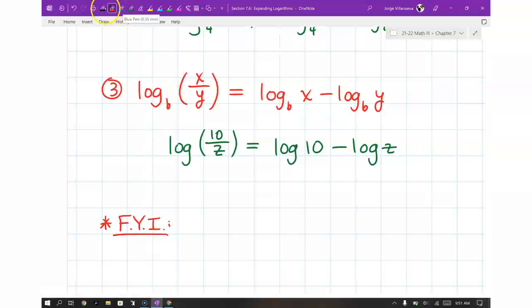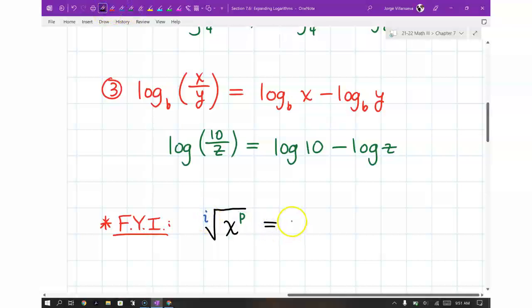So if you're given the square root of something to a power with an index, you can rewrite it as x to the power over the index.